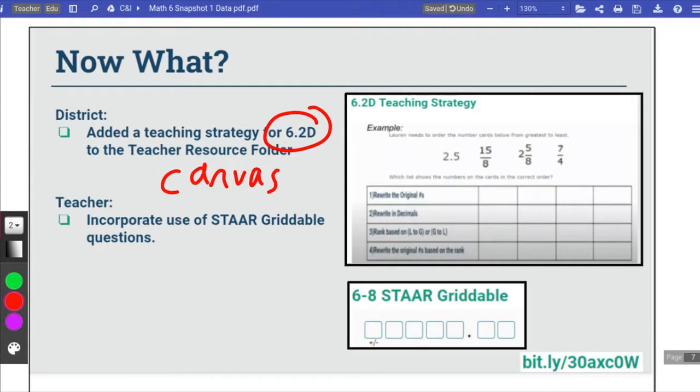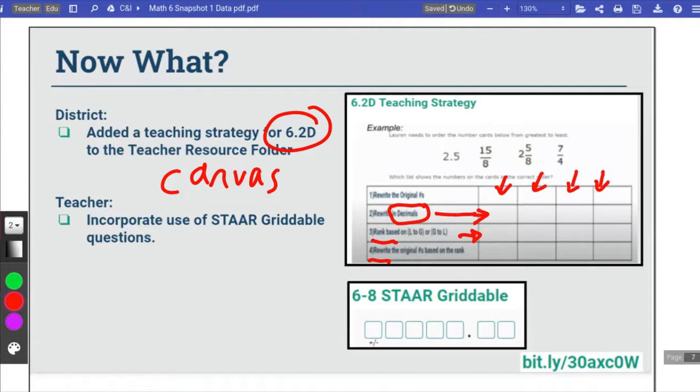What that is, is a resource to help you. First, it's a structure for students to rewrite the original numbers, change them to decimals in each box, and then rank them based on what's first or what's second according to the question, and then rewrite the original number. This strategy has been added in our teacher resource folder.